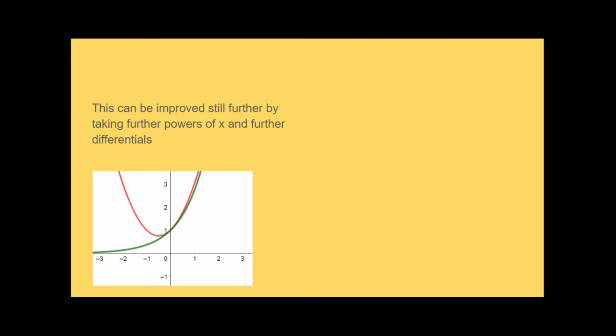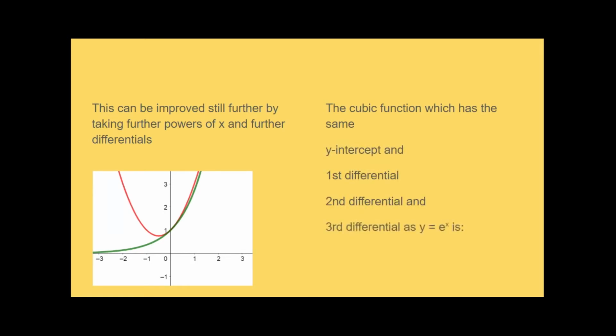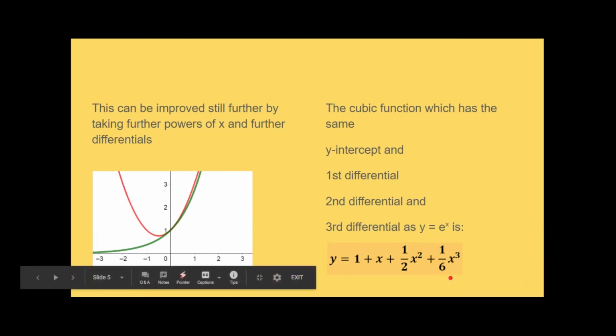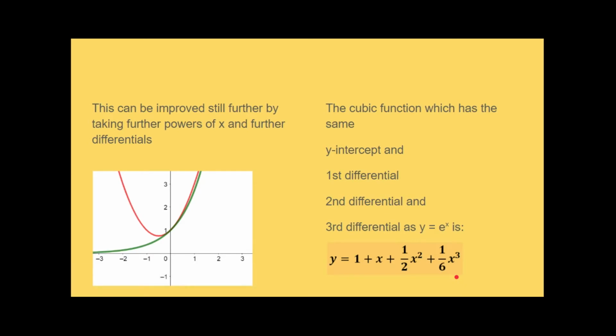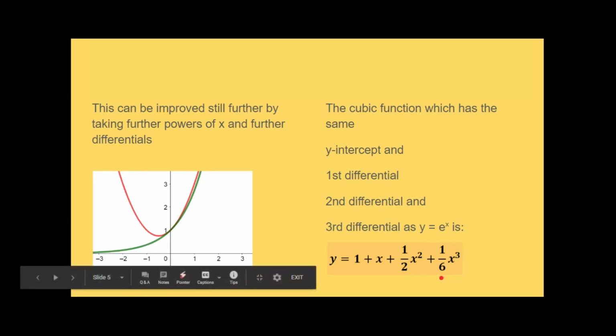So our quadratic matches up to the second derivative. To get a third derivative, we're going to have to work with a cubic. So for our y-intercept, first, second, and now third differentials, our value for our function is always going to be 1. And there's the cubic for which that is also true. So just take a moment, have a look at that last term in the sequence, our cubic term. It's 1/6 x cubed. Why does it have to be 1/6?